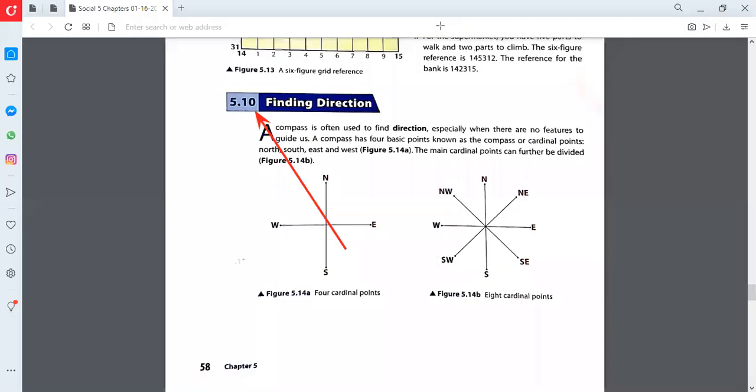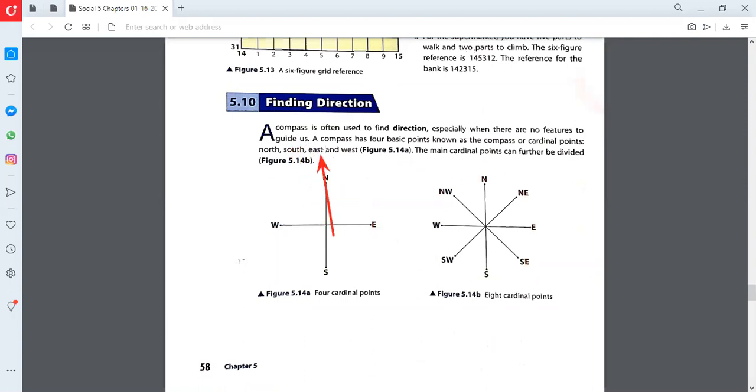So, in the topic finding direction on page number 58, a compass is often used to find directions. Why do we use a compass? The basic use of any compass is to find direction. Why do we need a compass? We need it when there are no features to guide us.